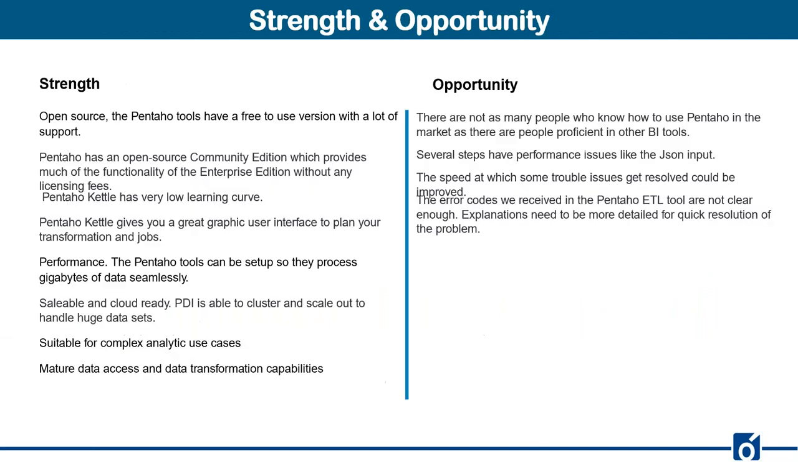Now, strength and opportunity, and this is the point. These are the two parameters where adoption or rejection happens to any tool. So strength I have listed all, opportunity I have listed some. So strength: open source, free of cost.